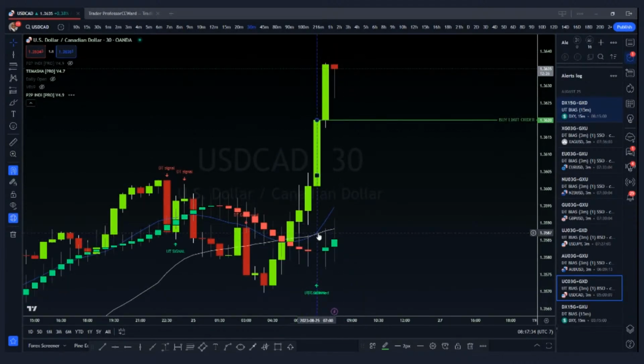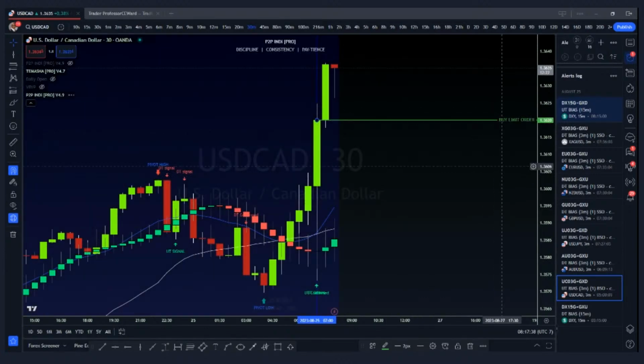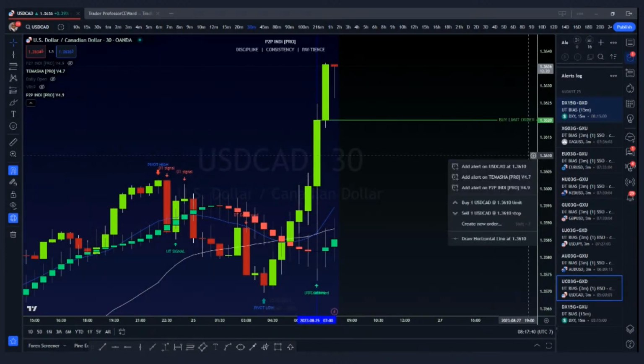So the 31 and the 30 obviously are the first time frames, and it doesn't matter which one of those. But now that we have this candle, I'm going to set my buy limit order here at 136.20.